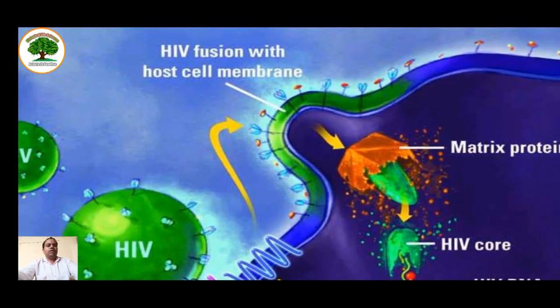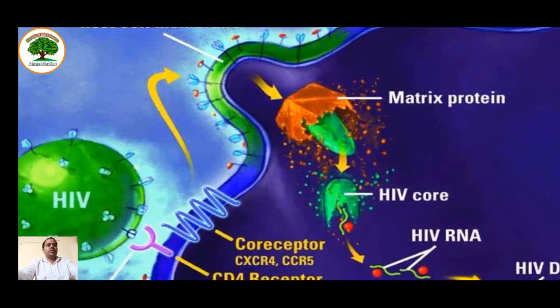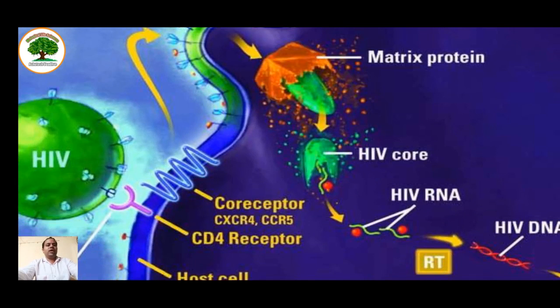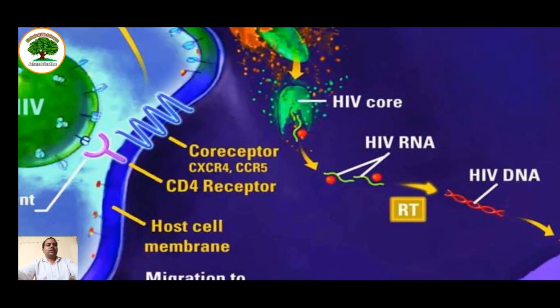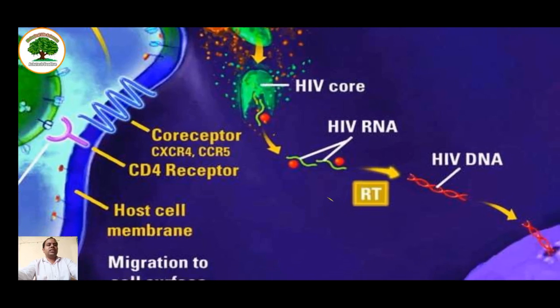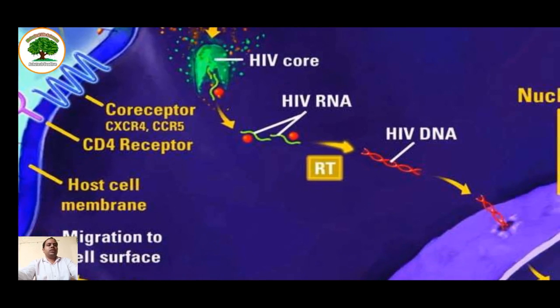Using this receptor, the virus fuses with the cell membrane, that is, HIV fusion with the host cell membrane occurs here, and the matrix protein and genetic material are released into the cytoplasm. You can see here the HIV core is disintegrated and released into the cytoplasm. The HIV RNA is then taken into the cell, and using a particular enzyme called reverse transcriptase, shown here in red color, it is converted into double-stranded DNA.